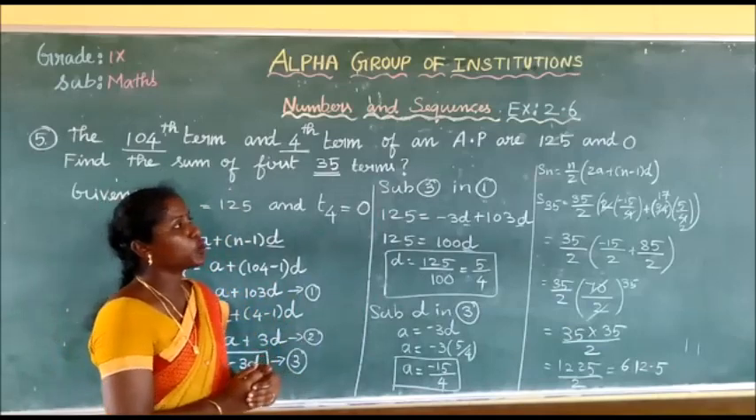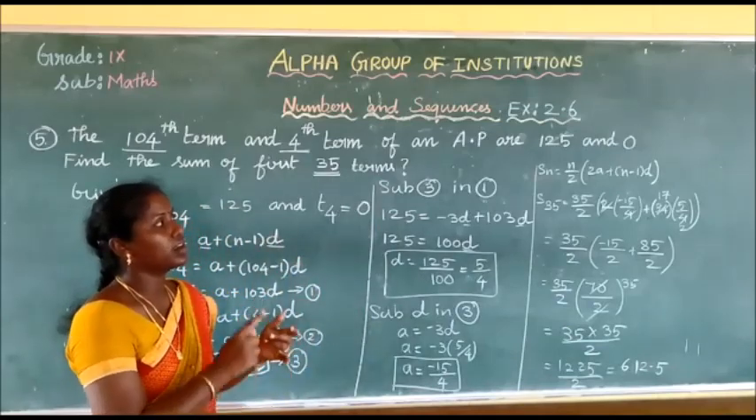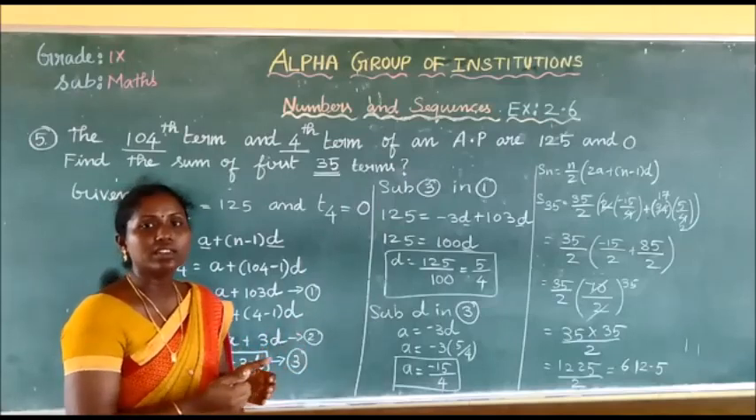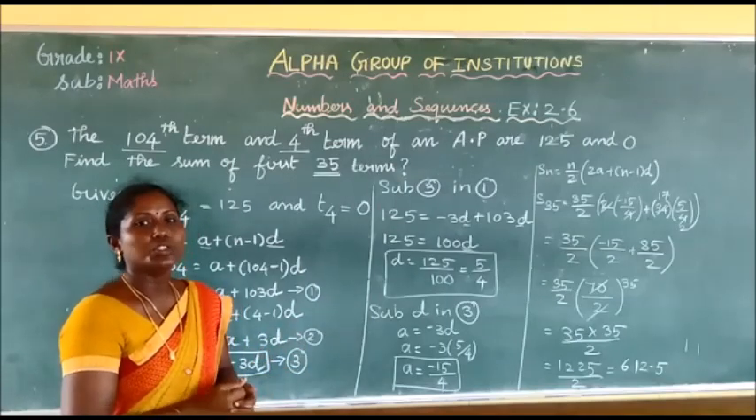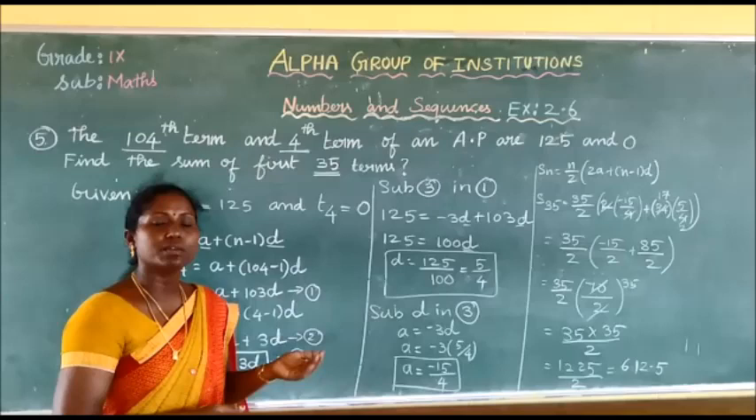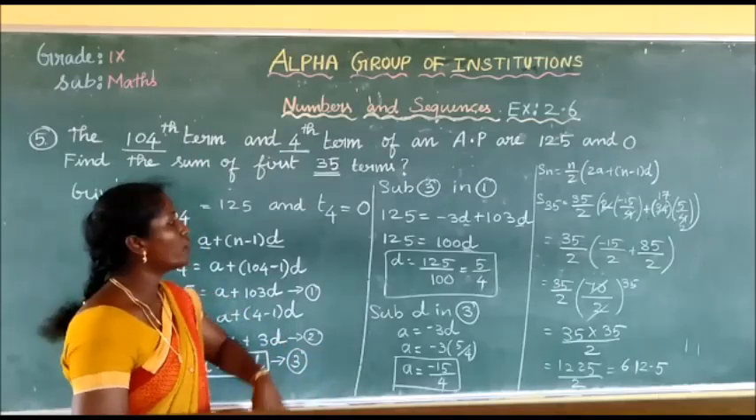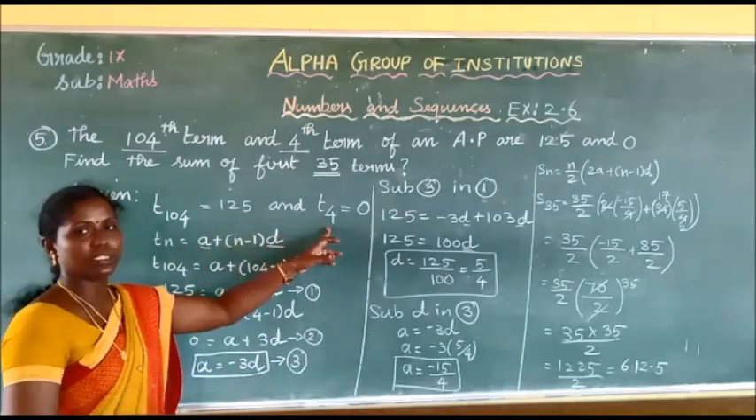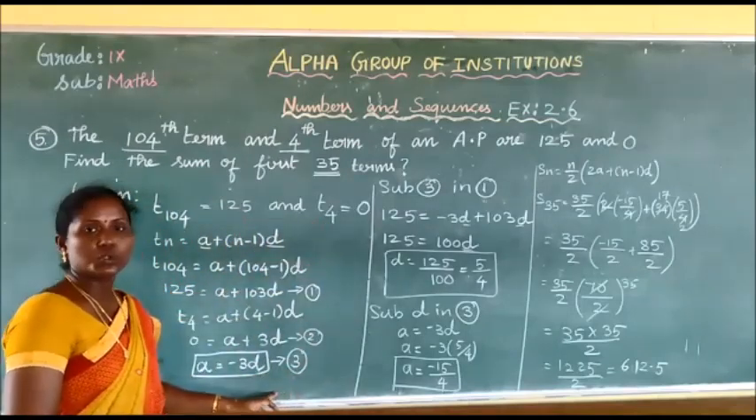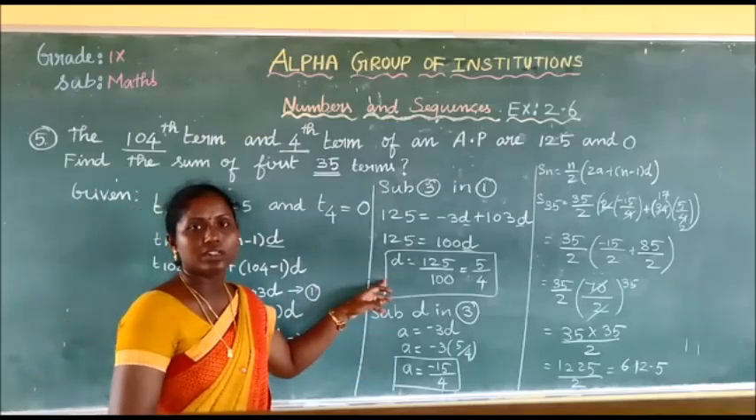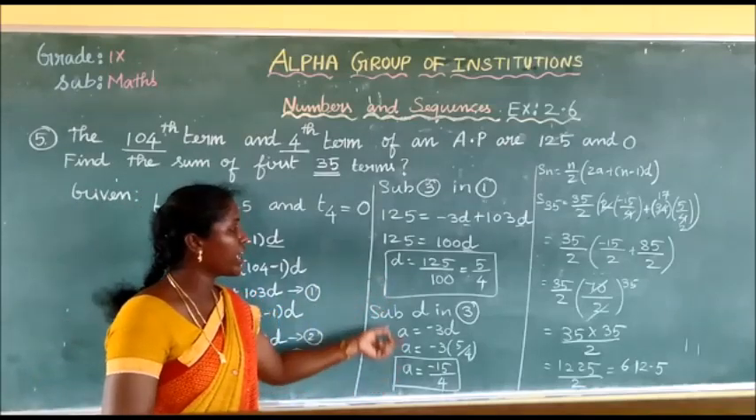So see this problem. They gave the clue as the 1st term and 4th term, and they are asking us to find the sum of the first 35 terms. To find the sum of 35 terms directly, we need the value of a and the common difference. So for that we use the given 2 terms, solve them, and find the value of a and the common difference. Now in our hand we have the value of a and the common difference.